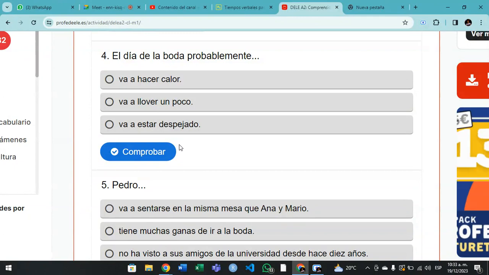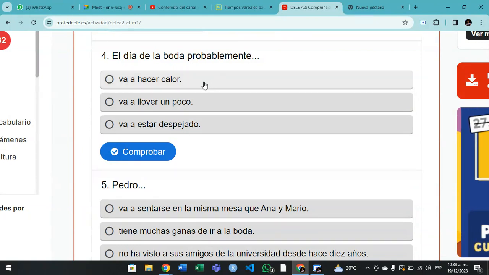Now this one. El día de la boda probablemente: A, va a hacer calor. B, va a llover un poco. C, va a estar despejado. What does llover mean? Rain. Like, it's going to rain a little bit. And what is despejado? Clear. Like, the sky is going to be clear. Oh, okay. I think it's A.